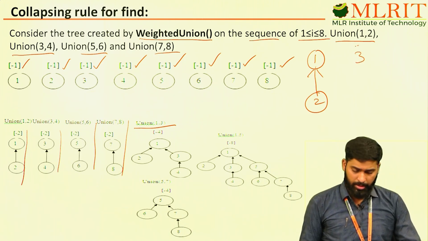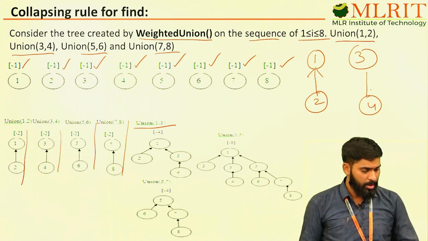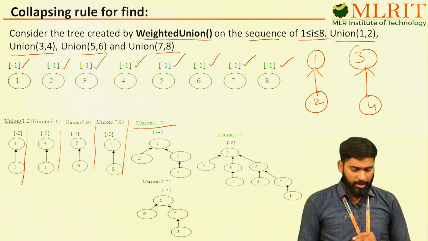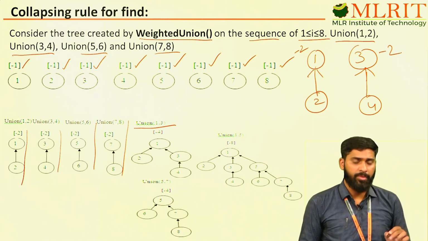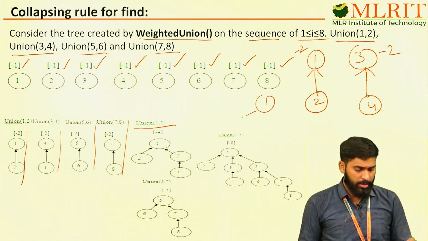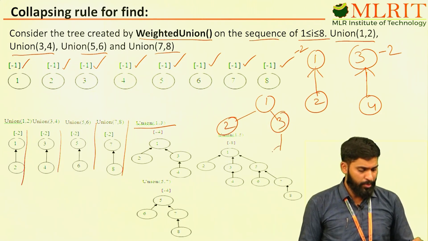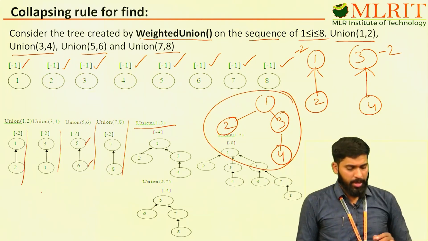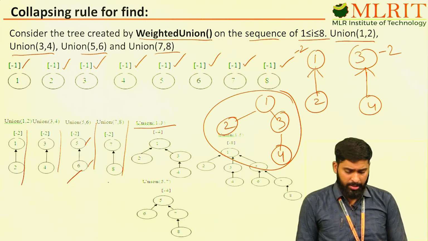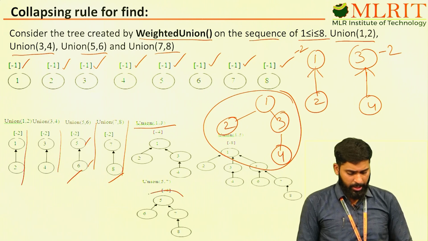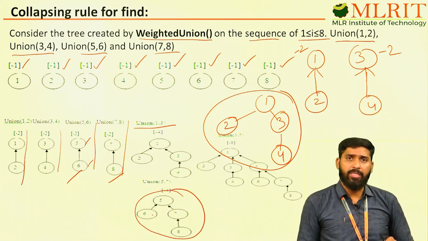And 3 means 3 and 4. Now what is the union here? Union means you are going to find the number of nodes. For this it is minus 2, and for this minus 2. Now 1, 2, and you can append 3 and 4. That's it. Now this is S1. Similarly, union of 5 comma 7. This is 5 and this is 7. So the resultant tree is 5, 6, 7, 8.